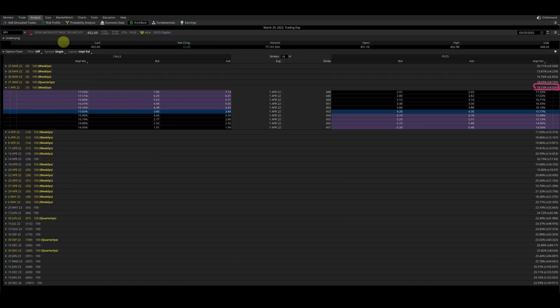Very liquid. The more liquid it is and the more volume that trades on the options chain, the more data it has to really hone in on an expected move where we can finish within that one standard deviation. Okay, so I go out to April 1st, which is 7 days out. The expected move is $9.